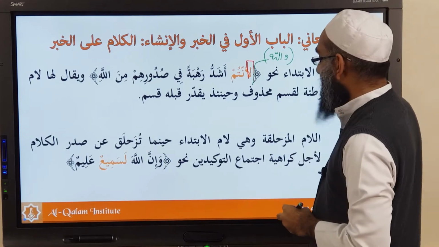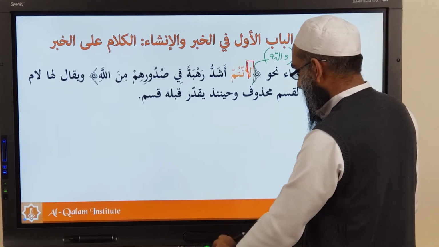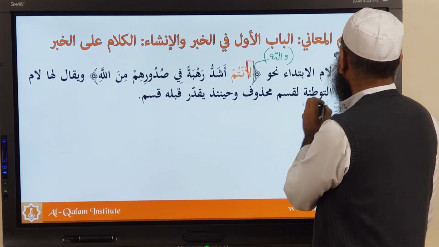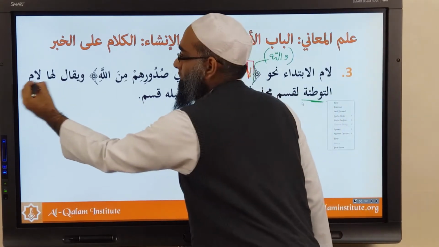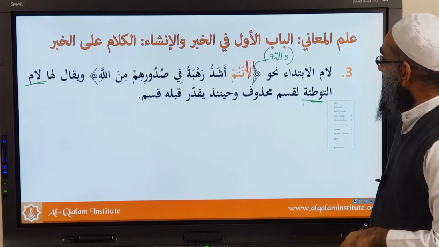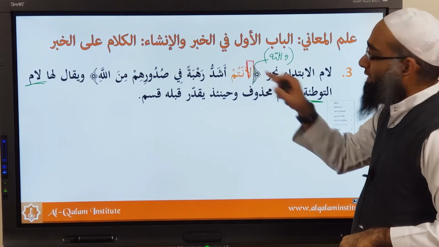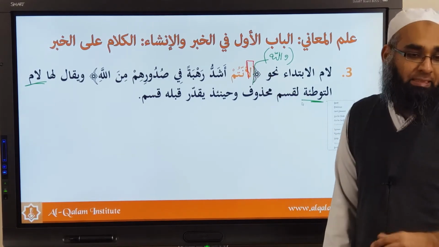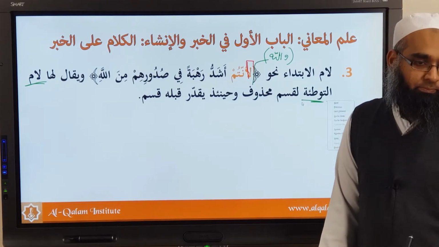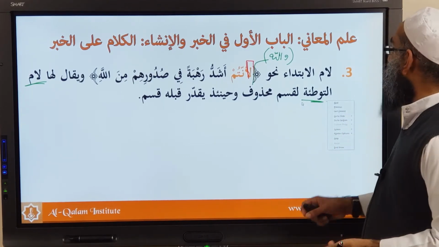What do they call it? لام التوطئة للقسم. But isn't there already qasam in these types? Where? As in the 10 types, there's a qasam, isn't there? Yeah, but this lam also indicates qasam. There's a qasam hidden before it. But it's mahdhuf. Yes, that's one opinion. That's one way of analyzing it.